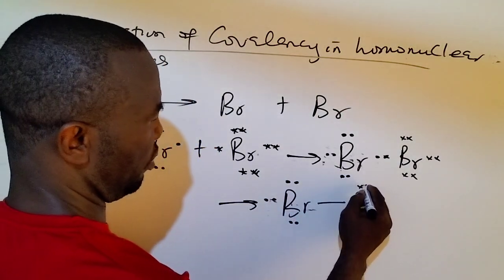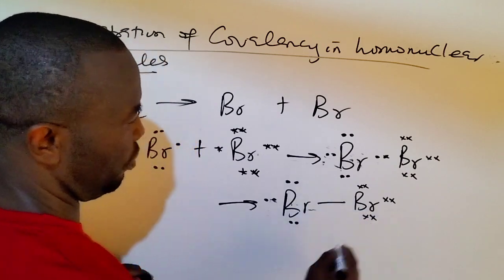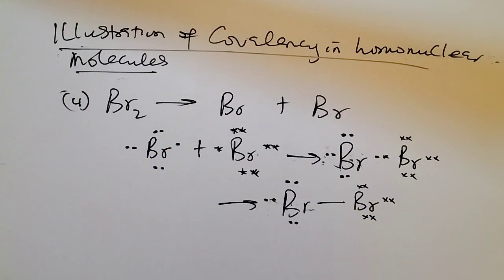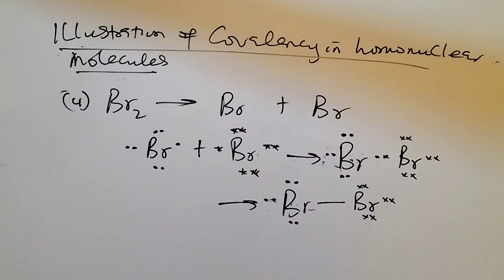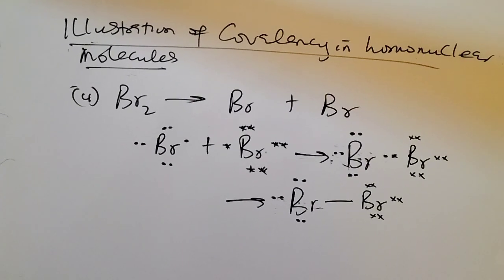So you can see this illustration and see that it's very simple. In the next example, we're now going to illustrate covalency in heteronuclear molecules, that is, 2 or more non-metals of different kinds.